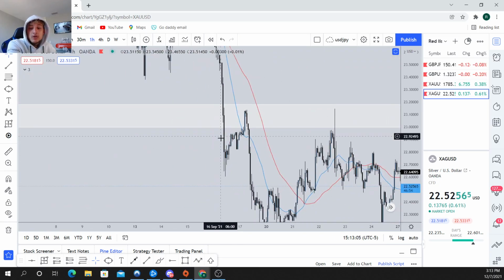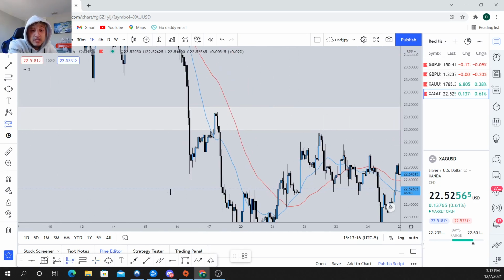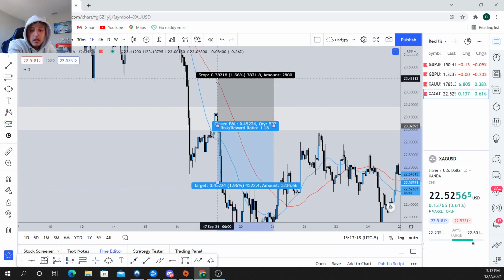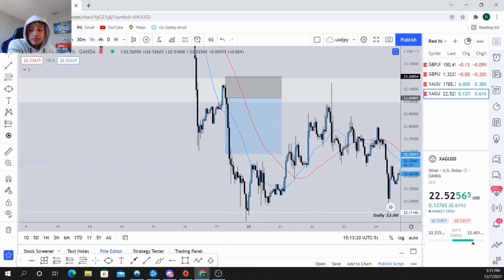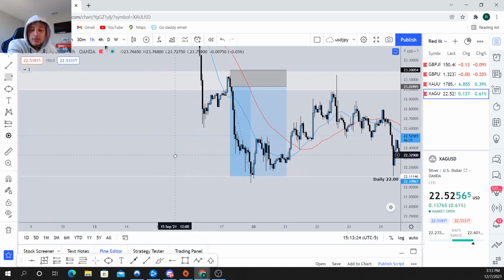Now notice the break under this level here, right? Again, this is a level of support. Notice the break under this level of support. Wait for price to come back into support. Once you have the confirmation that price held resistance, stop loss above support, and then your take profit is your next level of support. What we're doing is we're trading from zone to zone.